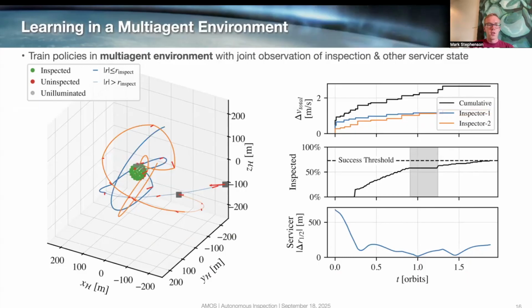However, if we move to learning in a multi-agent environment, so in this case, each agent is learning a new policy that takes into account the position of the other agent, we get better results. We see that the trajectories of the two agents are diversified. They're still completing the task in a similar amount of time, but the perspective, the viewing angles that the agents are getting over the course of that inspection task are quite different.